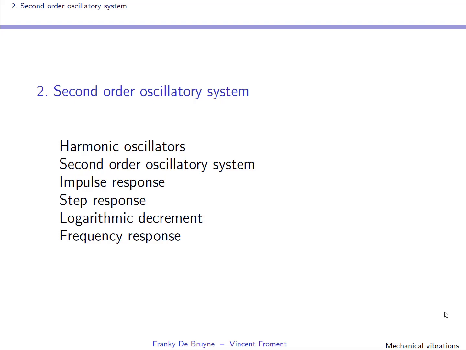Well, in this second section of the second part of the course about mechanical vibration, I talk about the second order oscillatory system. It's a second order system with complex poles, and this is all material that has been tackled in previous courses, for instance in the digital control course, but also in the state space control course. So I will be very brief and I will not go into the details.